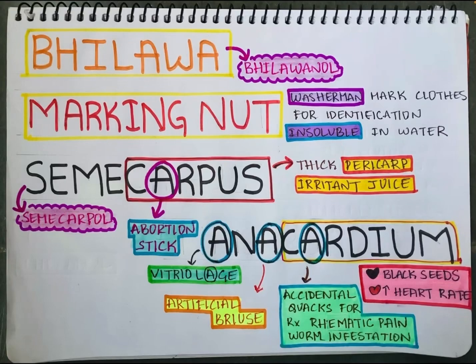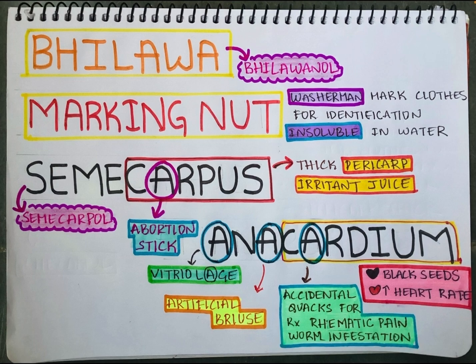Here we'll see all the important points related to Semecarpus anacardium using this mnemonic. Semecarpus anacardium is also known as bilava and the marking nut. So from the word bilava, you can remember the active principle which is bilavanol. And from the word Semecarpus, you can remember the active principle which is semicarpal. So now the two active principles present in the Semecarpus anacardium are semicarpal and bilavanol.